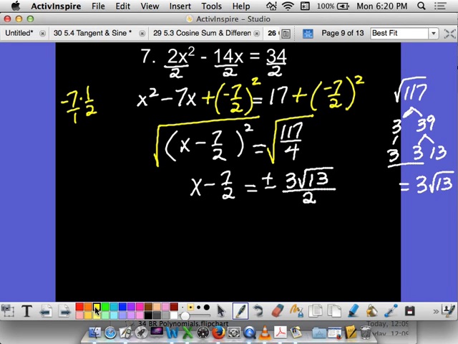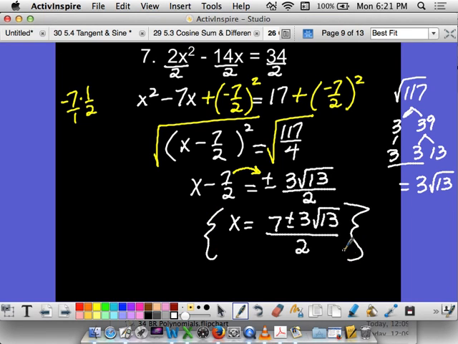Now, I solve for x. I bring this over to the other side. I notice that they both have a common denominator of 2. The negative 7 comes over and becomes positive 7, plus or minus 3 square roots of 13. Now, since I can't do anything with the square root of 13, I can't add them together, I can't simplify in any way, that would be my final answer, right here. We'll continue on the next video.